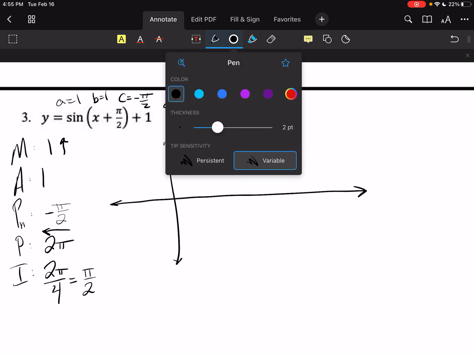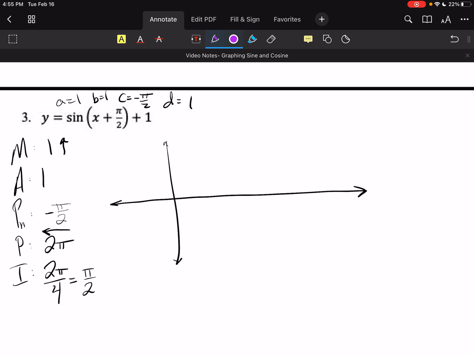So establish the midline, right? Instead of being on the x-axis, we're going up to 1. So there would be my midline. And my phase shift, we're moving left pi/2. So instead of starting here, like we normally would with sine, like on the midline, we're shifting everything left by pi/2. So that would put me at -pi/2. And that's going to be my starting dot. So we can go ahead and put that point. Okay, so whatever the midline and your phase shift is, that kind of determines our starting point.